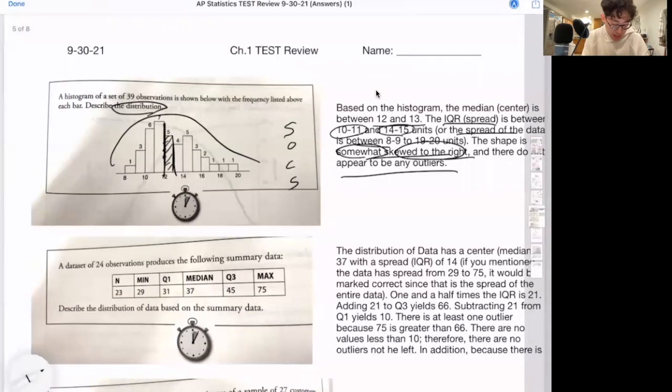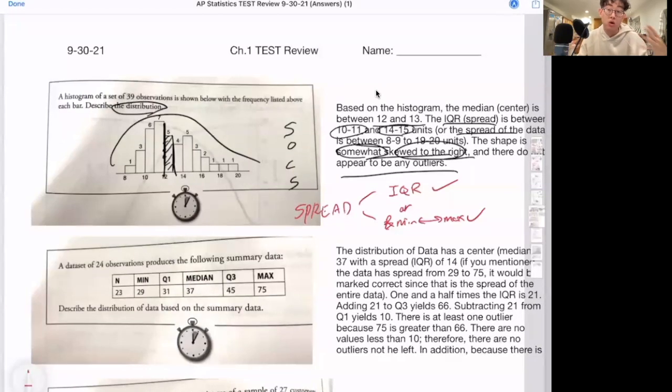What that means is that when you are talking about spread to me, you can mention two things. Either you mention the IQR and you get full credit, or you can mention the range, minimum to the maximum, that also measures the spread. You can always mention those two things to me and you will get credit for that. So shape is mentioned, outlier is mentioned, spread is mentioned, the center is also mentioned, right? This median is between 12 to 13, which is the median right there.